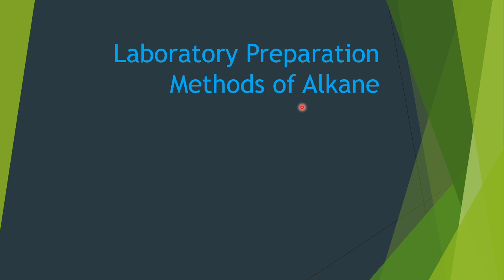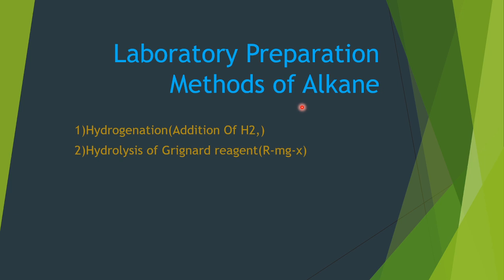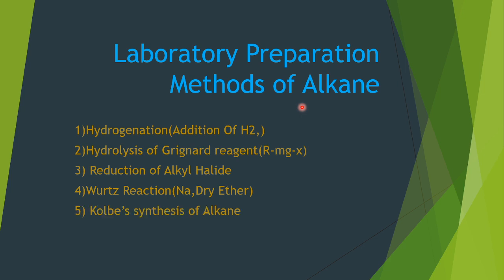Hello everyone. Today we will see laboratory preparation methods of alkane. There are several methods. First is hydrogenation. Second, hydrolysis of Grignard reagent. Third, reduction of alkyl halide. Fourth, Wood's reaction. And fifth is Kolbe synthesis of alkane. These are the five methods to prepare alkanes.